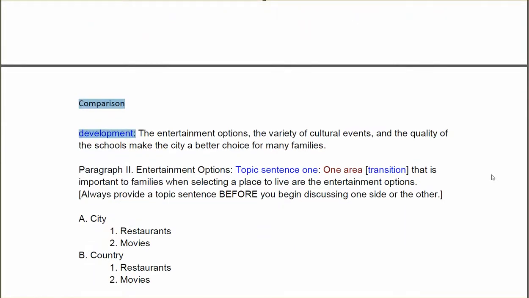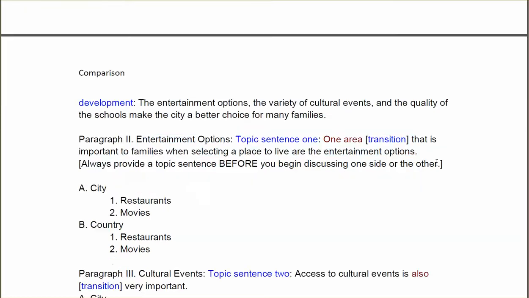Plan of development actually says what are the 3 things I'm going to talk about, or the 4 things, or the 14 points. What am I talking about in the paper? So the entertainment options, that's 1 paragraph. The variety of cultural events, that's 2 paragraphs. And the quality of schools, that's 3 paragraphs. Makes the city a better choice for many families. So I've taken a stand in comparing the 2. I think living in the city is better for these 3 reasons. This plan of development, these 3 ideas, do not have to appear in your introduction. If they do, that's fine, but they do not have to. Okay? Even if your high school teacher told you you had to do that, she was wrong. All right, just saying.